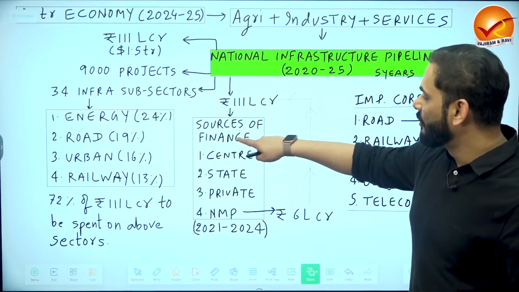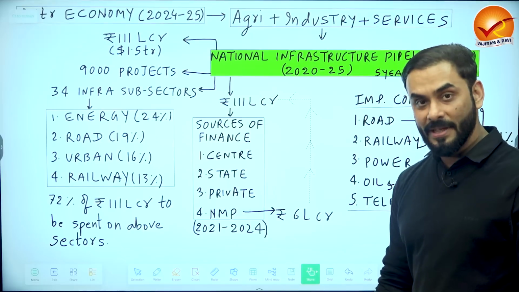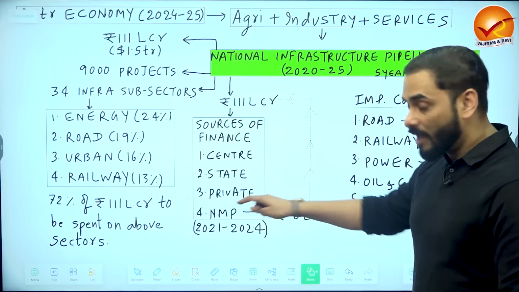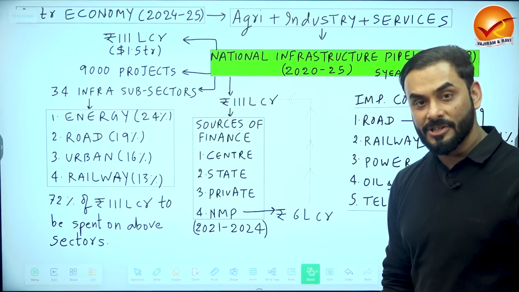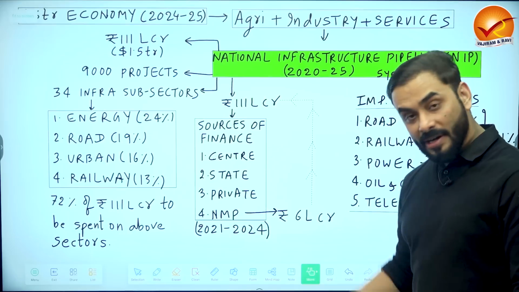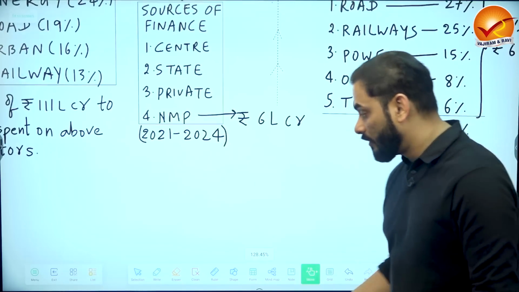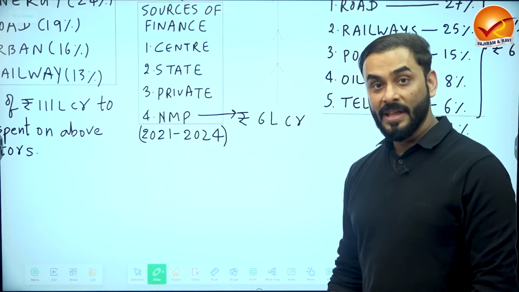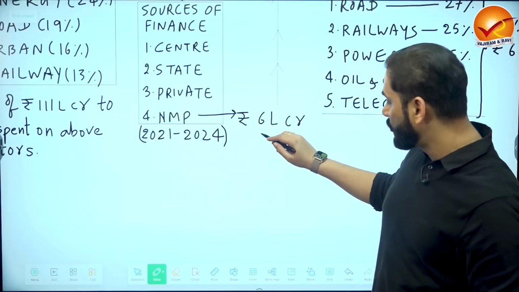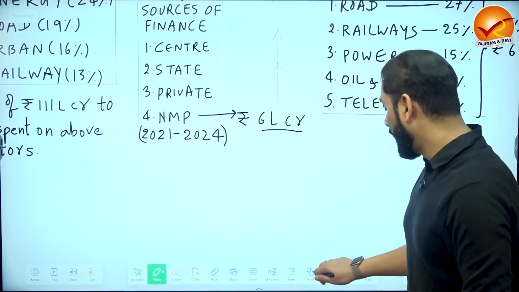So the government says they will use central fund, state government support, private sector and NMP to arrange this 111 lakh crore. Now, look at this. Let us focus on National Monetization Pipeline. Government of India says that this National Monetization Pipeline program is going to run between 2021 to 2024, which means 4 years. In these 4 years, through National Monetization Pipeline, the Government of India plans to raise rupees 6 lakh crores to create infrastructure in India.